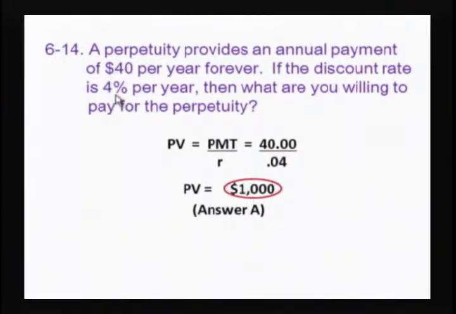If you require a 4% return, then your $1,000 investment would be earning the 4% return if you get the $40 interest payment every year. You get the $40 every year. That gives you a 4% return for each year on your $1,000 investment.